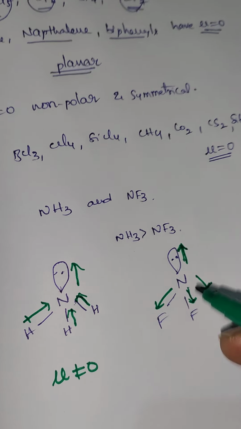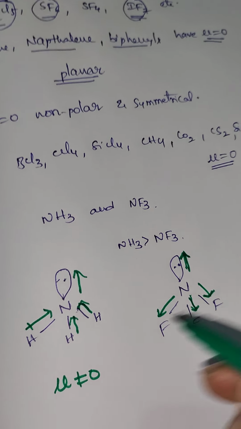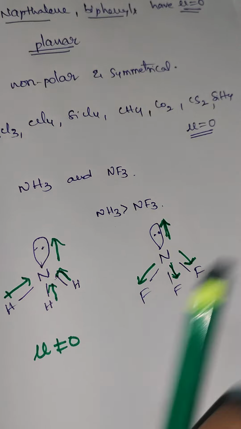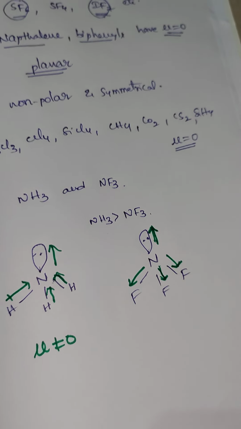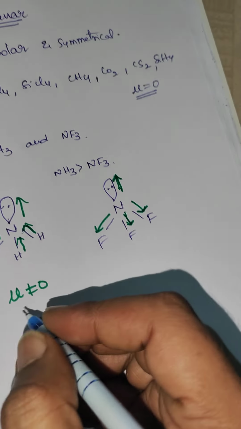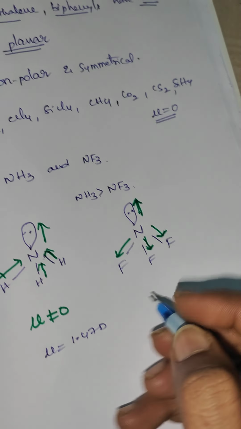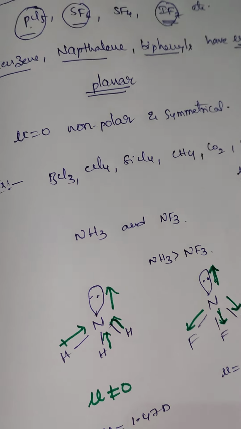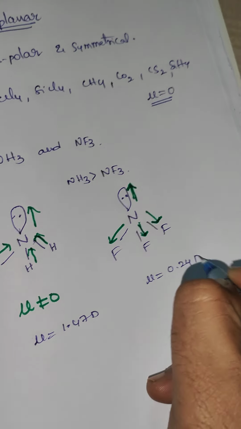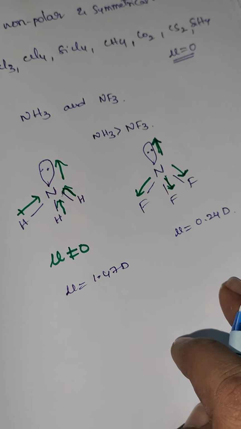Here also the directions are opposite, which means they have a lower dipole moment compared to ammonia. NF3 has less dipole moment. The dipole moment of ammonia is 1.47 D, while NF3 has 0.24 D. When compared to NH3, NF3 has the lower dipole moment.